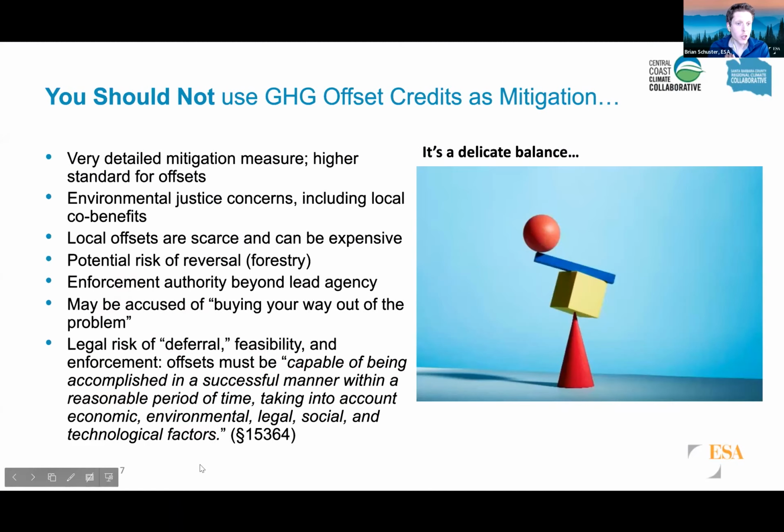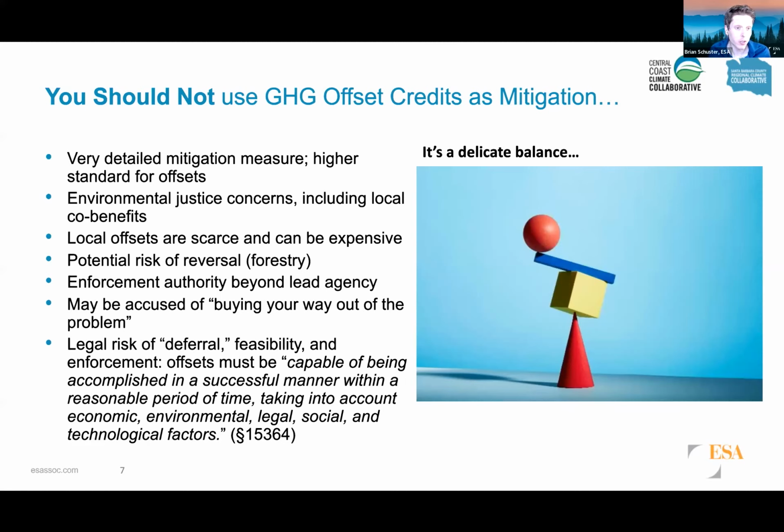Last slide. You should not use GHG offsets as CEQA mitigation. On the flip side of the coin, this is a very delicate balance, and Rich is going to get into more of this, but offsets as a mitigation measure need to be very detailed, very specific, very objective. There need to be specific performance criteria for offsets, timing, contracts, all those things I mentioned before.